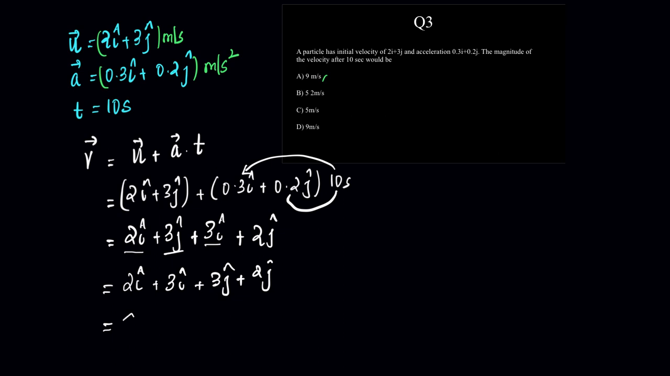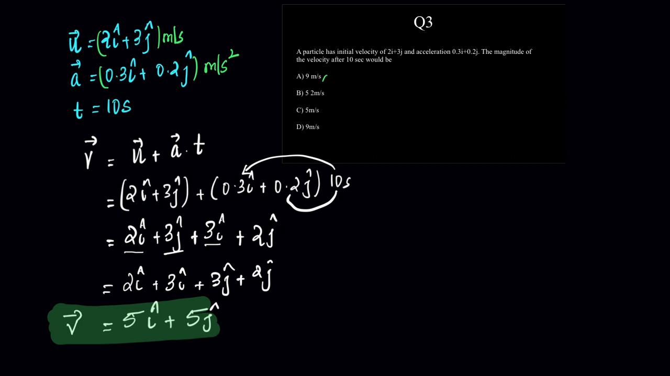So this would be equal to 5 i cap plus 5 j cap. So vector v is 5 i cap plus 5 j cap. What is being asked? Are we being asked to find out the velocity vector? No, we've been asked to find out the magnitude of the velocity vector.